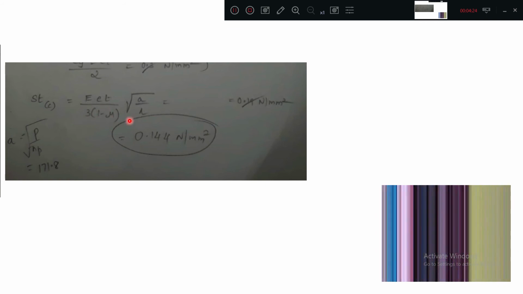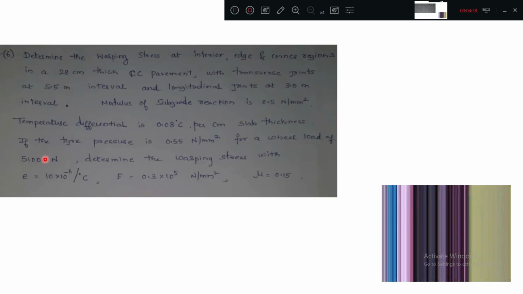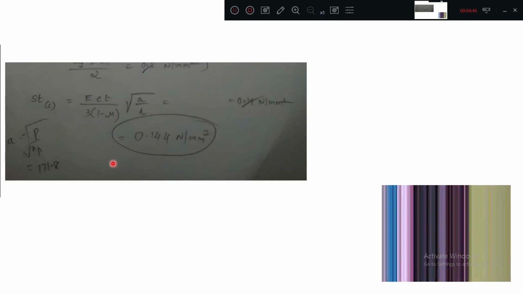Similarly for the corner, the formula is E e T by 3 into (1 minus mu) times the square root of a by L. How to get a? Small a is the square root of P divided by pi into p. The tire pressure is given, and capital P, the wheel load, is given. So I am getting 171.8. Where is small p given? Yes, here, the tire pressure is given. So we can calculate small a, and it is coming out to be 0.14. You can calculate this in a separate notebook using the formula and the values.